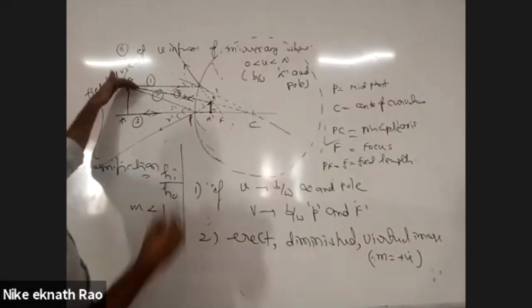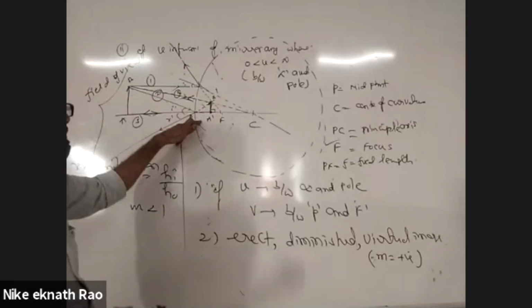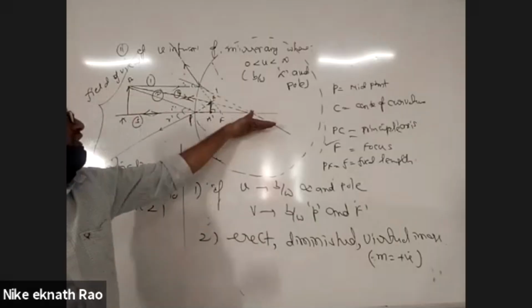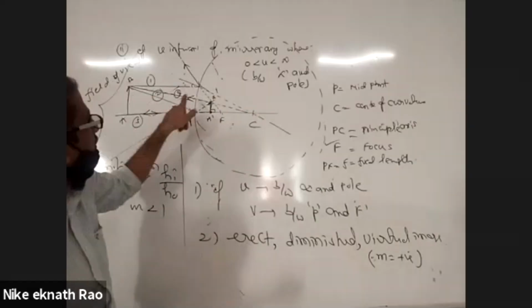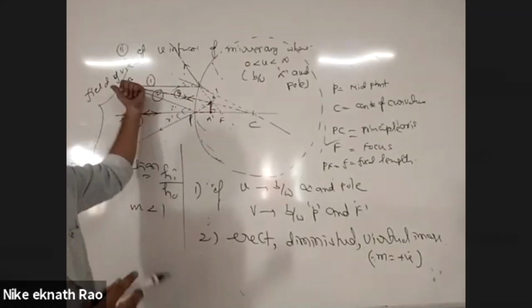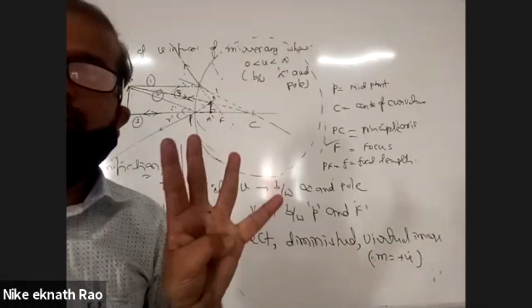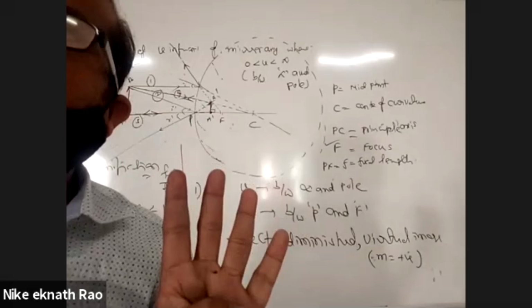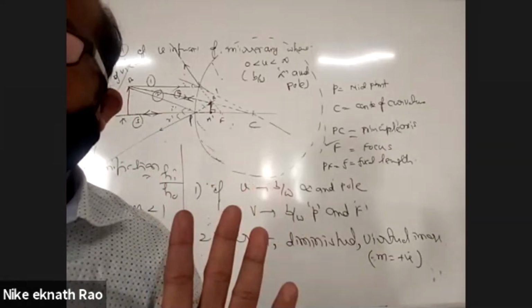So 4 rays you can take. One is parallel. Second one is directed towards the focus. Third one is along the center of curvature. Fourth one is directed towards the pole. 3 and 4 are the same: directed towards the center of curvature, it bounces back. So by considering these 4 ray rules, we will draw the image location.